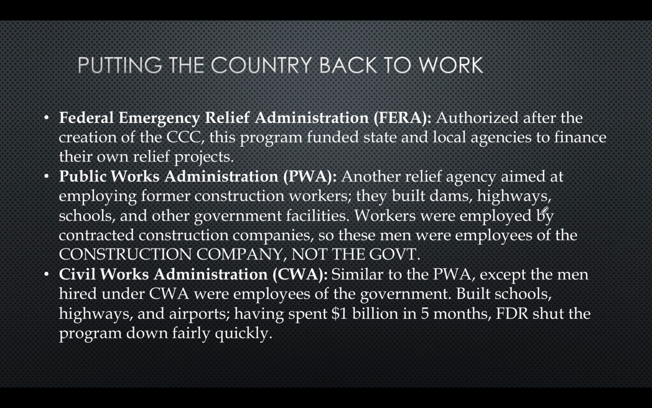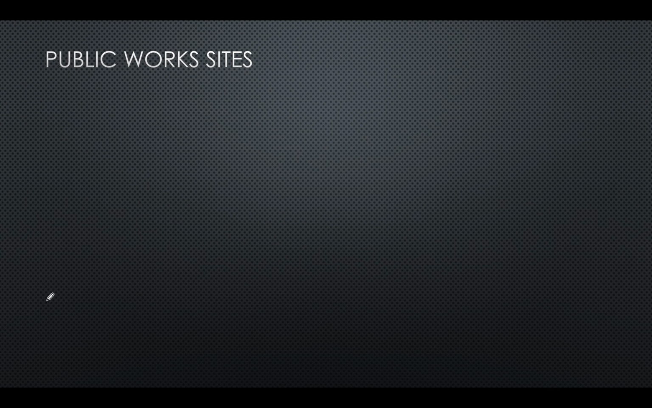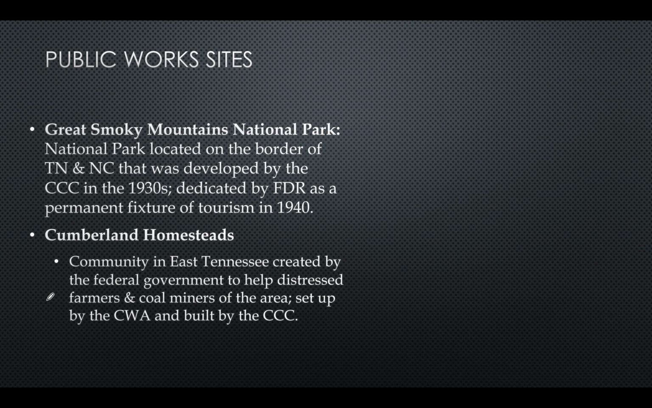All right. They also, we have a big one here is the Public Works Administration. So this is another thing doing the same thing, but instead of concentrated in the forest, they build other things like dams, highways, schools, libraries, things like that. And it's pretty much, that's the big one I want you to know here. Here's some public works sites that we know about. The Great Smoky Mountains National Park. This was developed by the CCC in the 1930s.